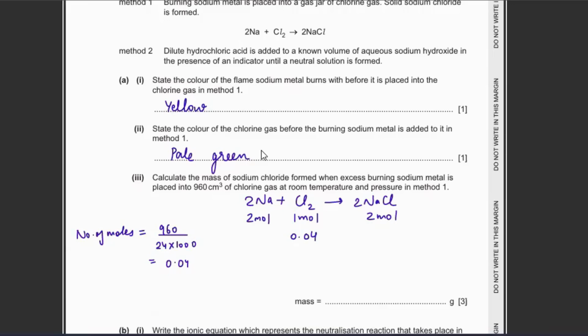Why are we not taking sodium? Because they have already said this is in excess. So we will start with the limiting reactant. This is 0.04. Since the mole ratio is 1:2, this will form 0.08 moles of NaCl. Now we have to find the mass of the sodium chloride. So mass is equal to Mr into moles. Mr for sodium chloride is 58.5, into moles 0.08. This gives us 4.68 grams.